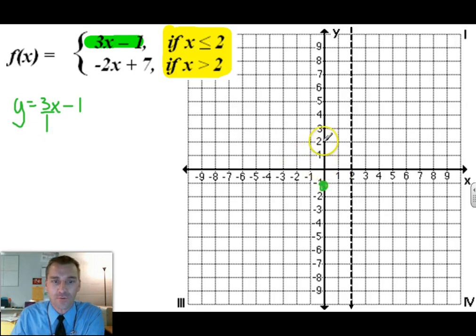So 1, 2, 3 over 1. Again, up 3 over 1. Going the other direction, down: 1, 2, 3, back 1. Down 3.